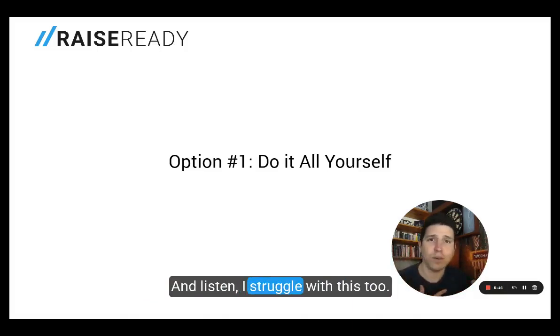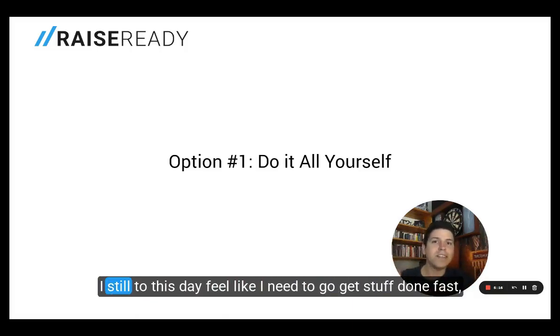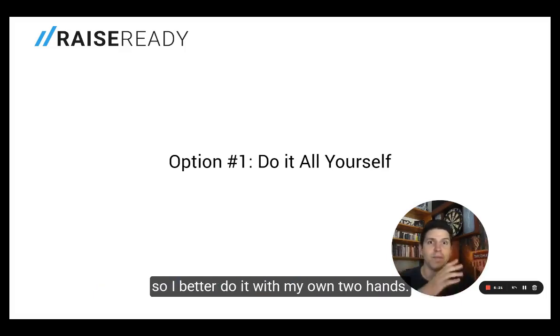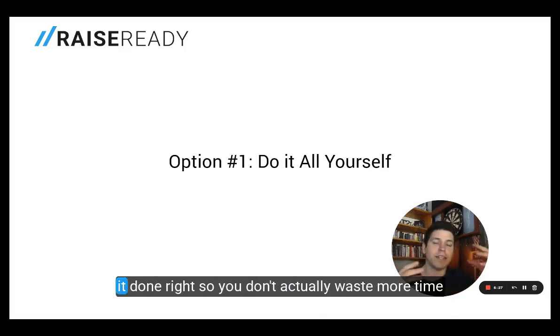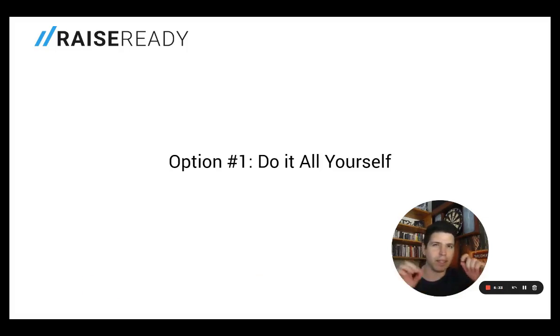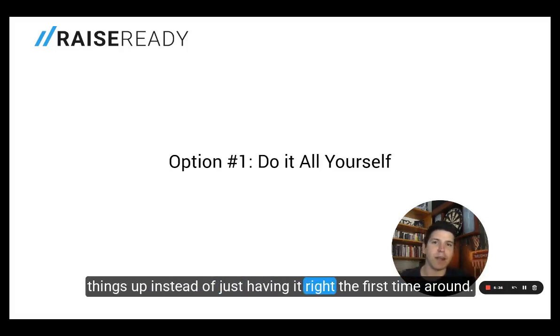And listen, I struggle with this too. I still, to this day, feel like I need to go get stuff done fast, so I better do it with my own 2 hands. But it's better to have a team around you that can help you get it done right, so you don't actually waste more time doubling back, fixing things and sharpening things up instead of just having it right the first time around.